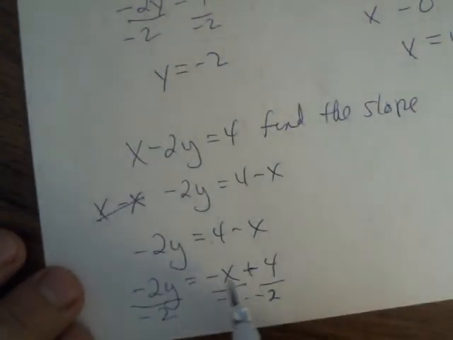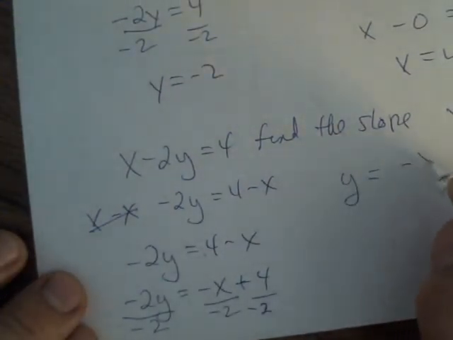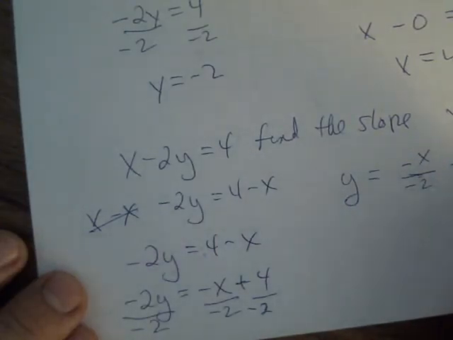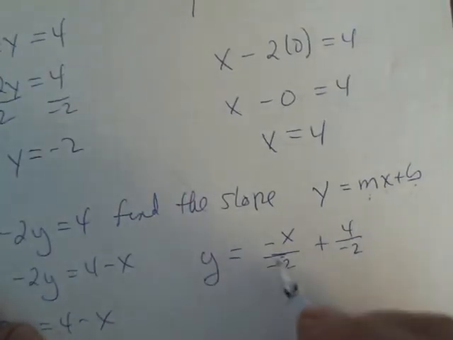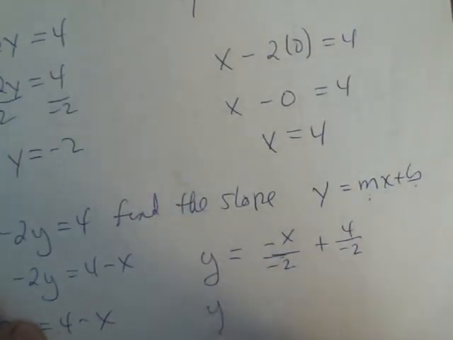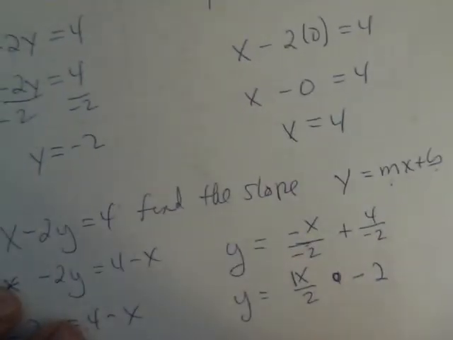Because when I divide both sides by -2, I'm actually distributing, like we do with multiplication. So then y is -x over -2 plus 4 over -2. Simplify this. Well, this is positive x over 2. This becomes -2. But really, that's a 1 in front of the x. So we can really write this like that.